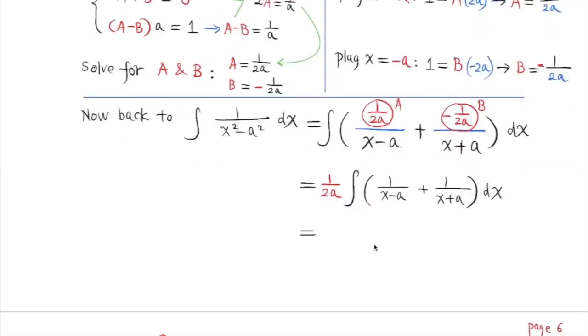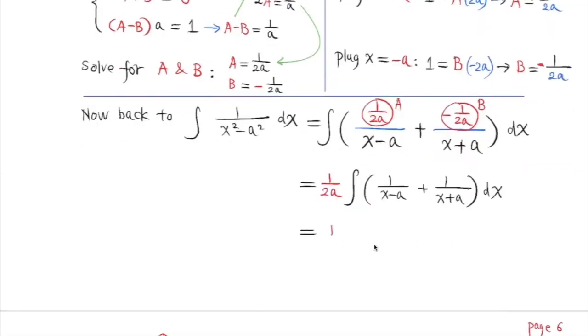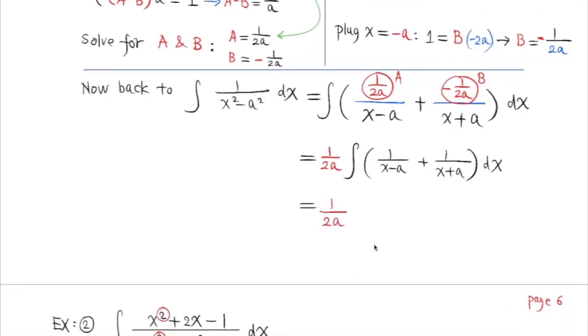Now I'm going to ask you guys what would be the antiderivative of this. What's an antiderivative of 1 over x minus a? The ln. Yes, right. So that is ln of the absolute value of x minus a. And then this one will be ln of.